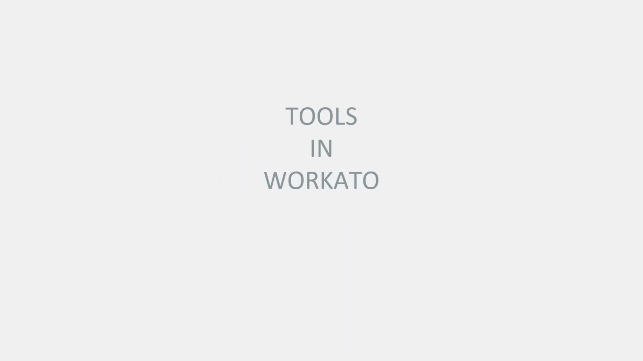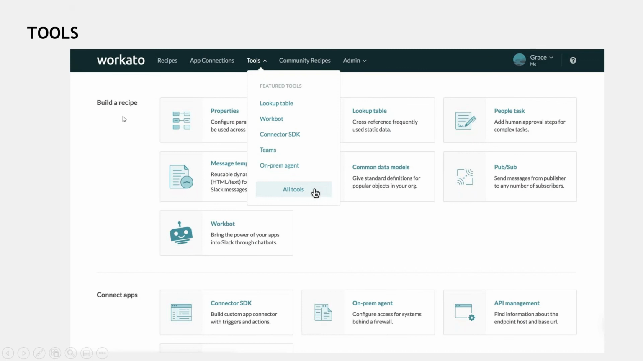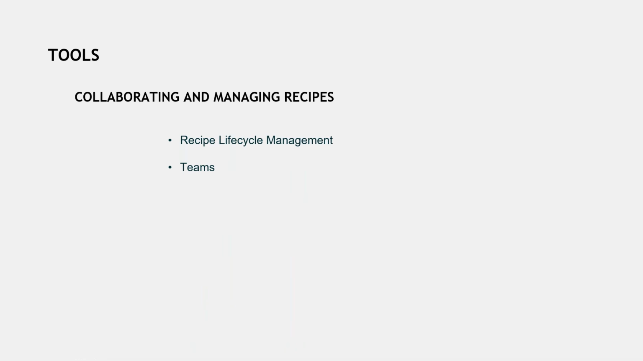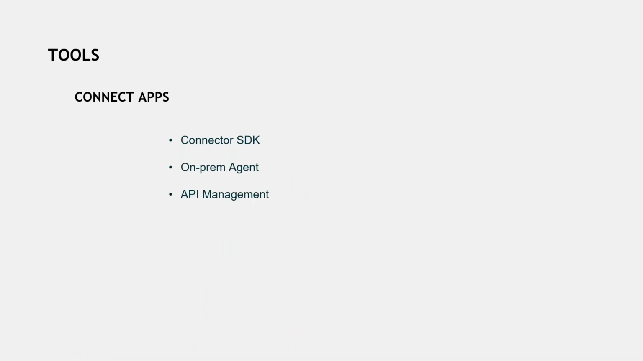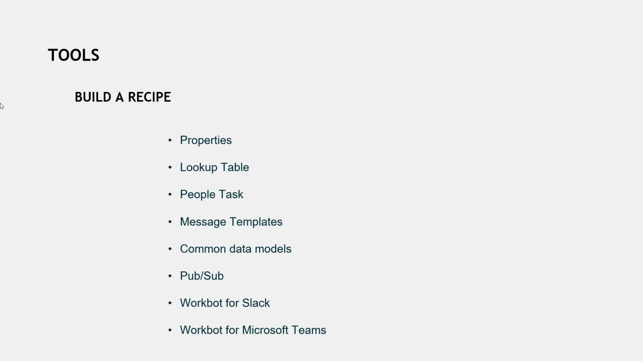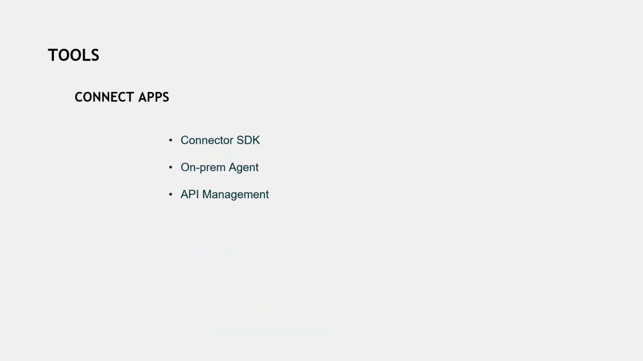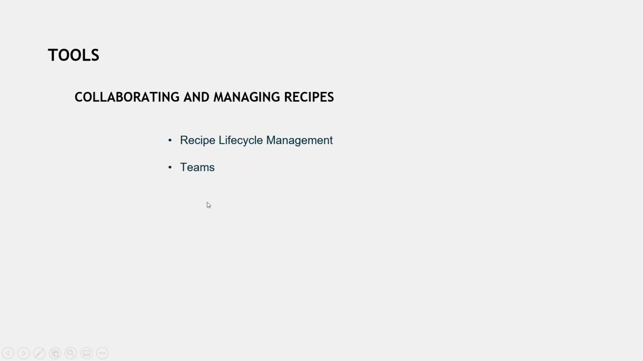As we have seen, the tools in Workato are categorized into three: build a recipe, connect apps, and collaborating and managing recipes. Under build a recipe, we have seen properties, lookup table, people task, message templates, common data models, pub/sub, Workbot for Slack, and Workbot for Microsoft Teams. Under connect apps, we have connector SDK, on-prem agent, and API management. In collaborating and managing recipes, we have recipe lifecycle management and teams.